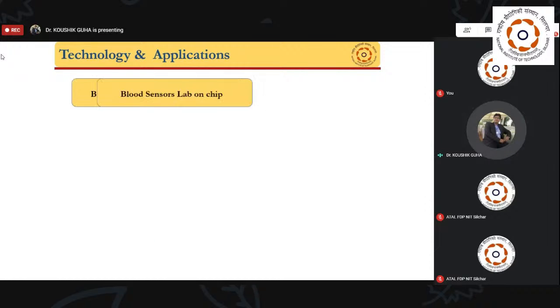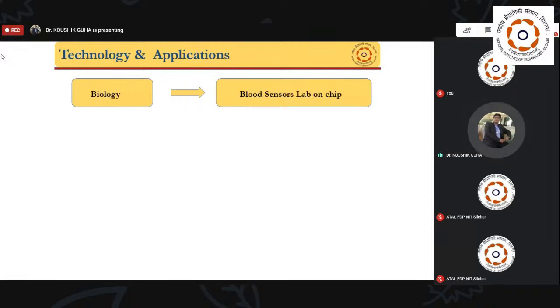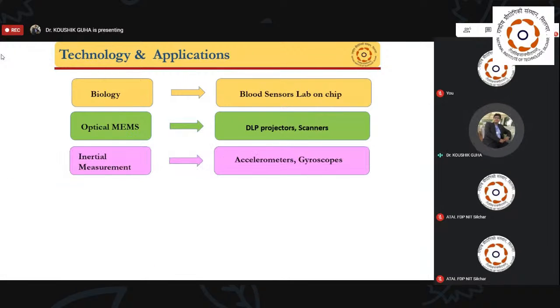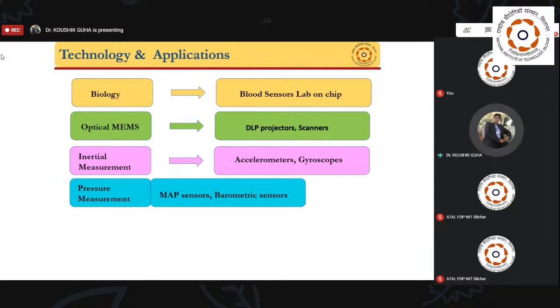In biology, we can see biosensors and lab-on-a-chip, a very interesting and booming field that people are working on nowadays. Then optical MEMS, or MOEMS, such as projectors and scanners. Then inertial measurement, where we can see accelerometers and gyroscopes, and also pressure measurement.